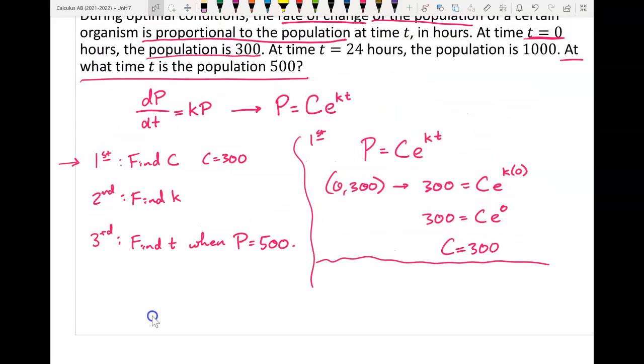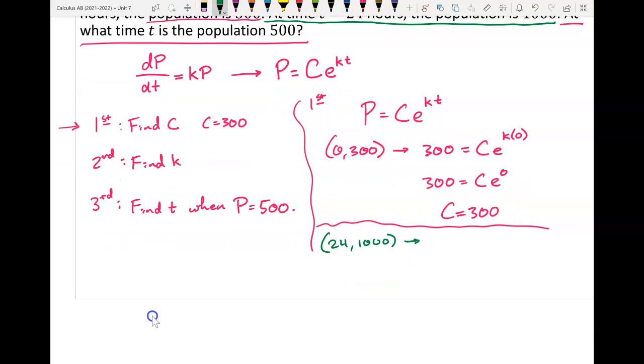Now, this one is going to be using the next set of information. At time t equals 24, population is 1,000. So I'm going to go ahead and use that. So that's 24, 1,000. That's the point I'm now going to use. So that's going to be 1,000 equals, I now know what C is, that's 300, e to the k times 24. What do I need to do to solve for this?